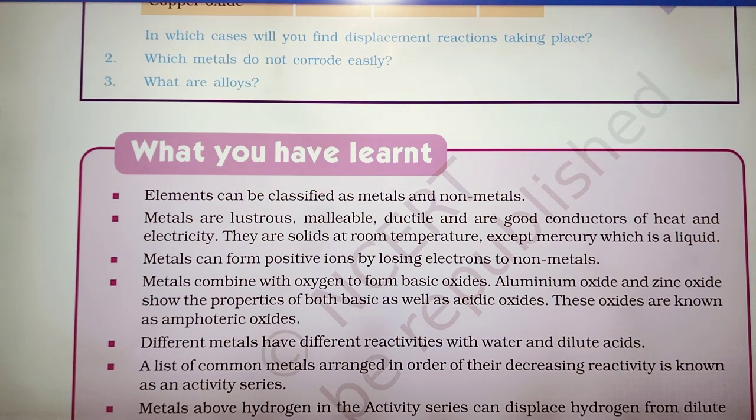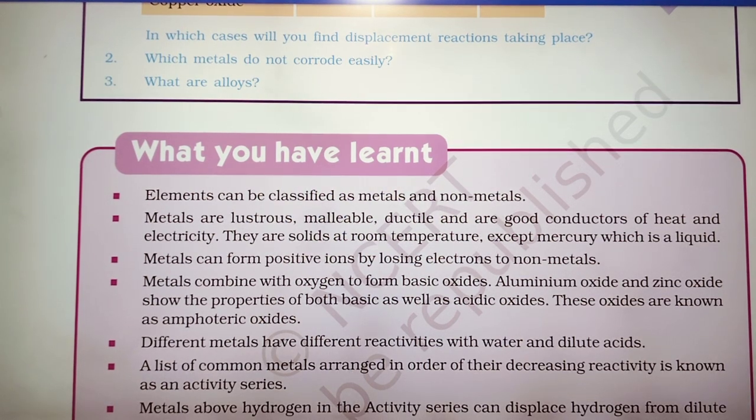Among non-metals, bromine is also a liquid at room temperature. Now, metals can form positive ions by losing electrons to non-metals. It means metals form positive ions by losing electrons to non-metals.